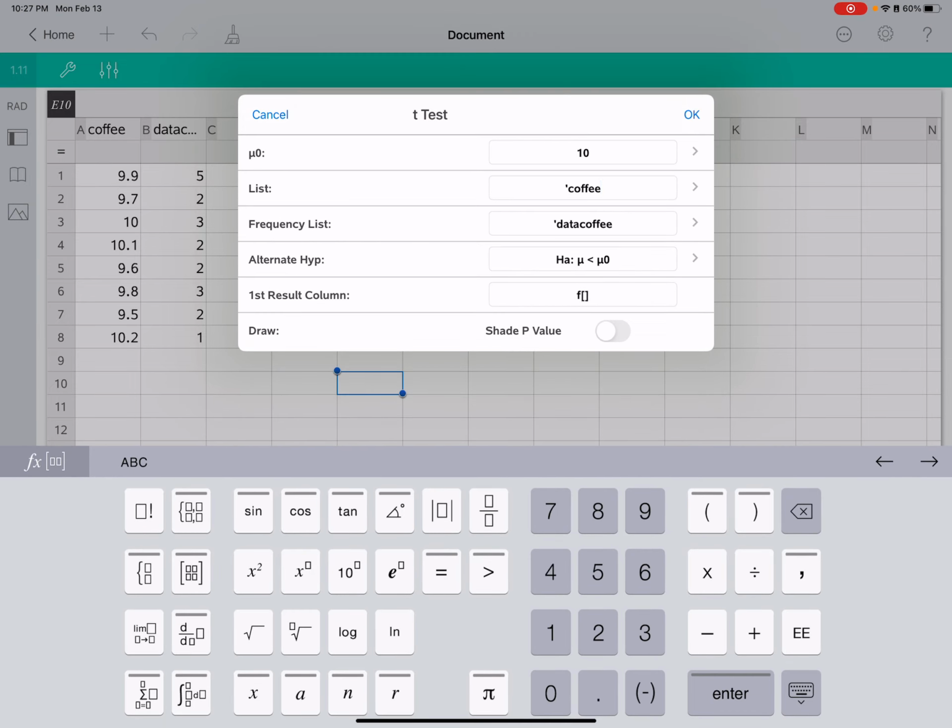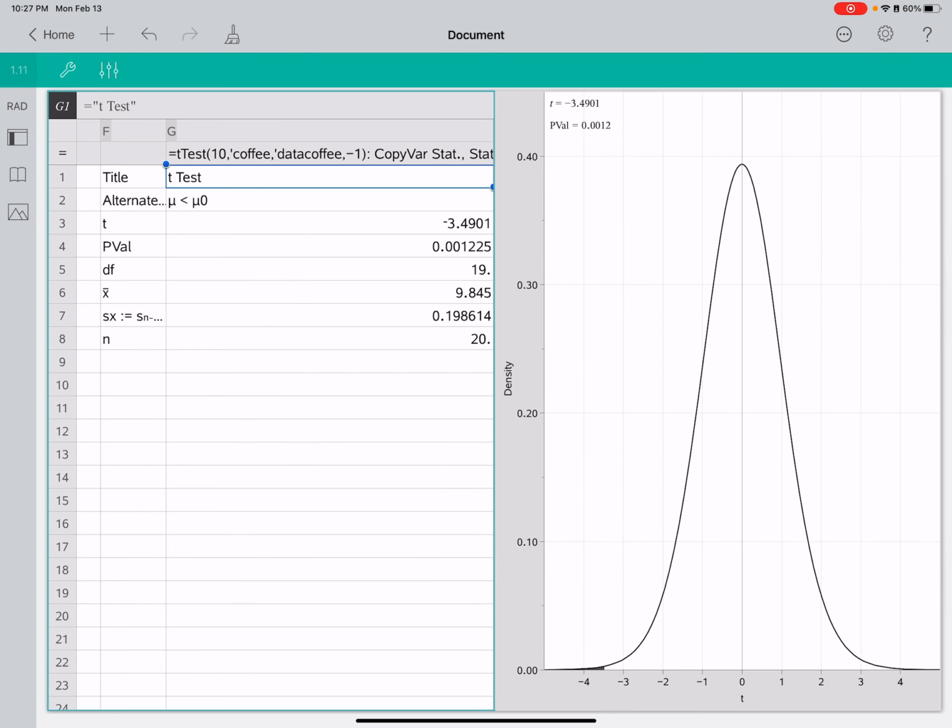Now guys, if you just did one gigantic list and you didn't do the 2 lists like I did, on the frequency list you would not touch it. You would just leave it alone. It already has a little number there, just leave it alone. Okay, I'm going to go ahead and shade it so I can see everything. And this gives me my data. So you see there's my x bar at 9.845. My t is negative 3.49.